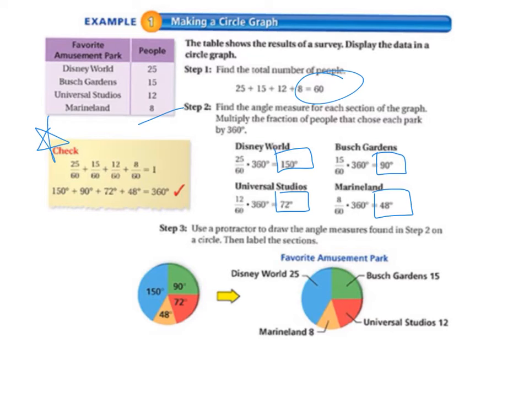So we draw our circle, and 90 degrees is going to be the green, and that's Busch Gardens, and 72 degrees is Universal Studios, and that's red. 48 degrees is Marineland, and that's orange, and 150 degrees is Disney World, that's blue. And remember to put a title on the graph and to label each section with the number of people who chose that park.